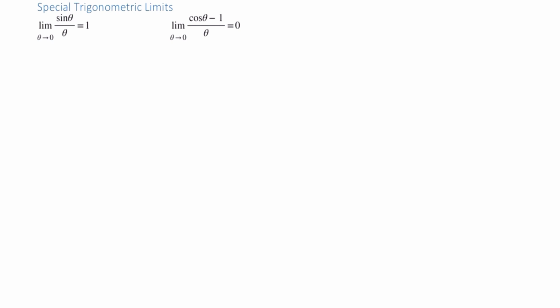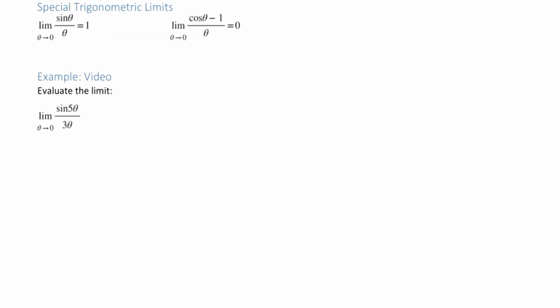Let's look at some special trig limits. The limit as theta approaches 0 of sine theta over theta equals 1, and the limit as theta approaches 0 of cosine theta minus 1 over theta equals 0. We can use these to evaluate limits. For example, the limit as theta approaches 0 of sine of 5 theta over 3 theta.